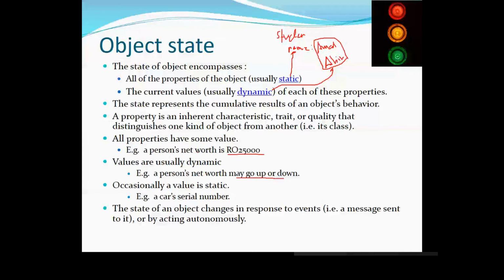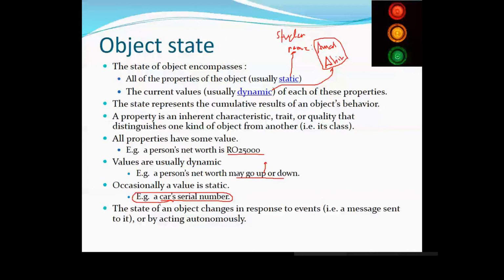The value is static, such as the car serial number. It's a static one. It cannot be changed. Or the car engine number, or the IP address, or something like that. So if it's fixed, it is static. If it changes, we call it dynamic.